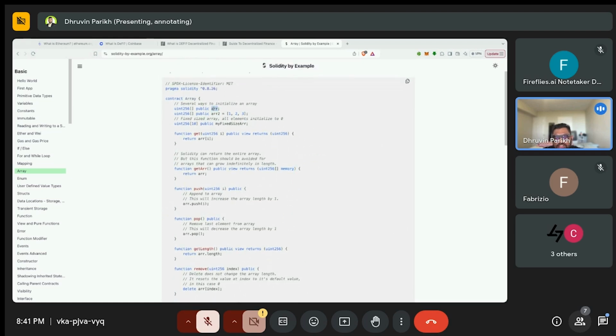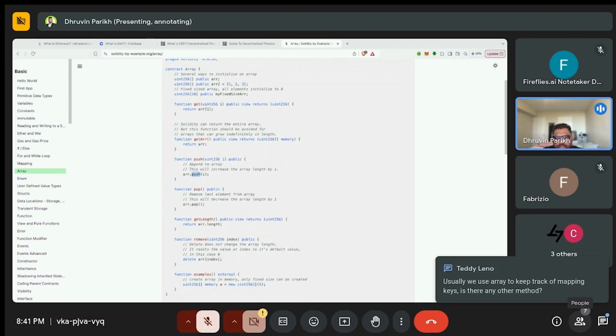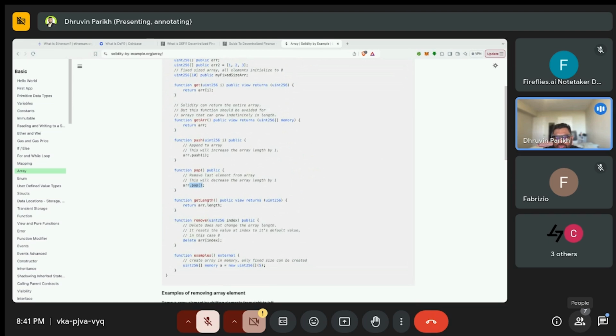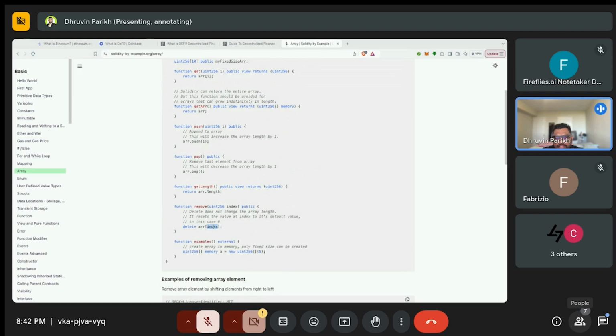If it's a dynamic array, you can use push to add an element at the end, and you can also remove the last element by pop. Length of the array is possible. However, if you remove an element from an index, it is not going to reduce the size. There will be a vacant location, so you will have to do a shift operation, because if you delete an array element, it is not going to change the array length. It is just going to reset the value at that index. So if the array was of type uint256, deleting here is going to just reset the value, right? It is not going to shift. So you'll have to perform shifting operations explicitly.